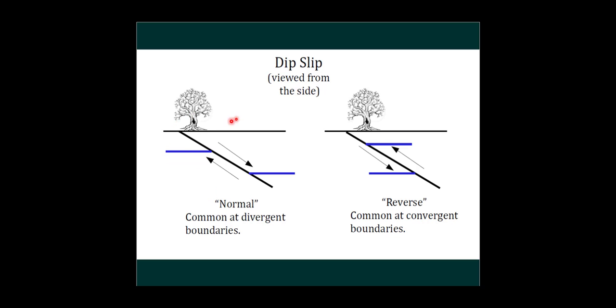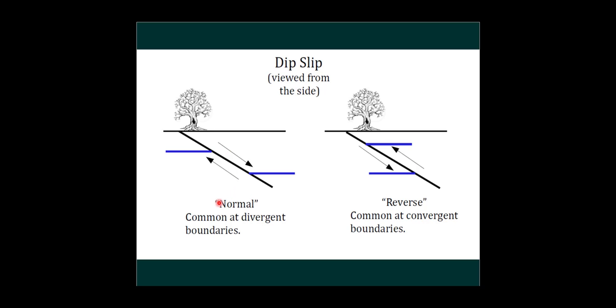I put a little tree here so that we understand that this is the ground surface. And then I got a feature running across the fault, right? In this case, the feature runs across the fault and has been dropped down. So that hanging wall has moved down relative to the footwall, okay? And so we call that a normal fault.